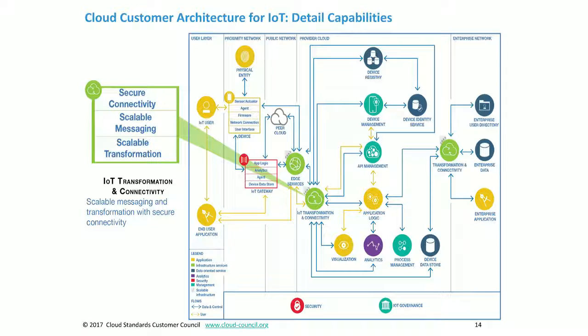Next thing I have here is IoT Transformation and Connectivity. This is basically how I take the data that I'm bringing in and securely connect it so that I know it's not exposed to being hacked. It's got to be scalable messaging, so if I'm getting millions of messages a second, how am I going to deal with that? And how do I transform the messages, because they're going to come in a variety of formats, and I need to be able to normalize them so I can do some level of analytics. All those things need to be scalable so that we don't create bottlenecks in the solution.